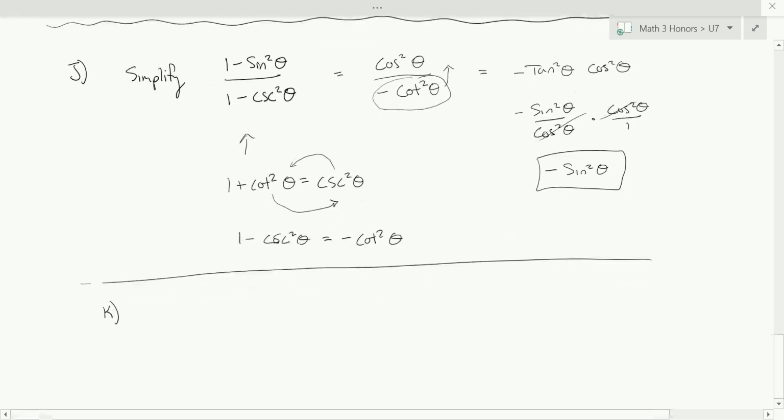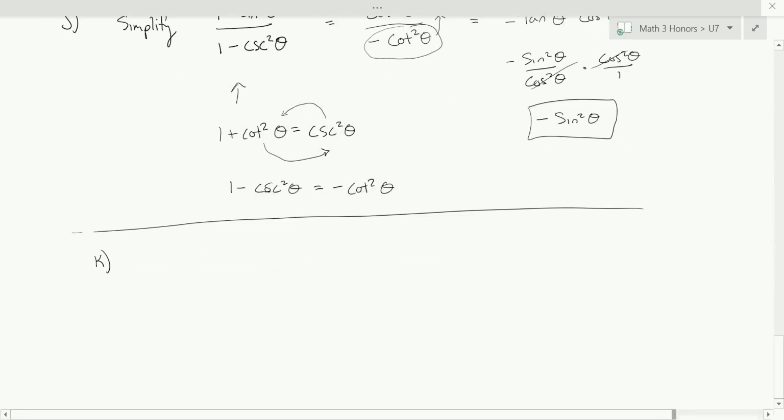So this is still Math 2 review right now. Just reminding you what we've done already in Math 2. We've got one more Math 2 one here.